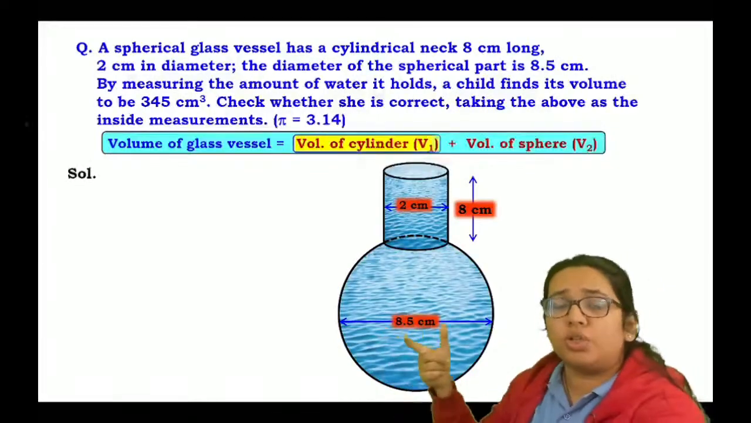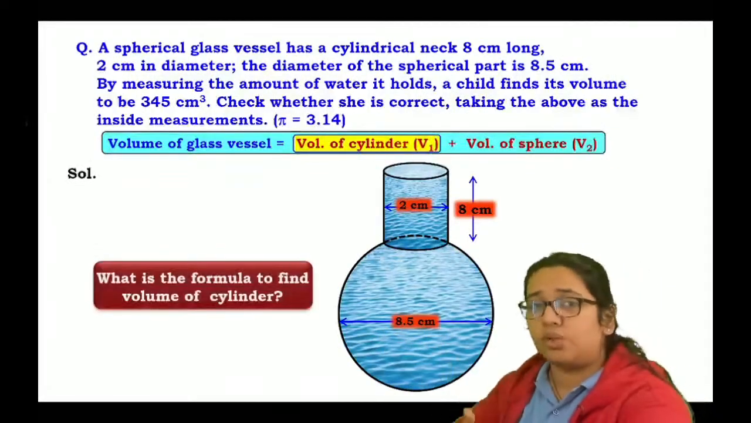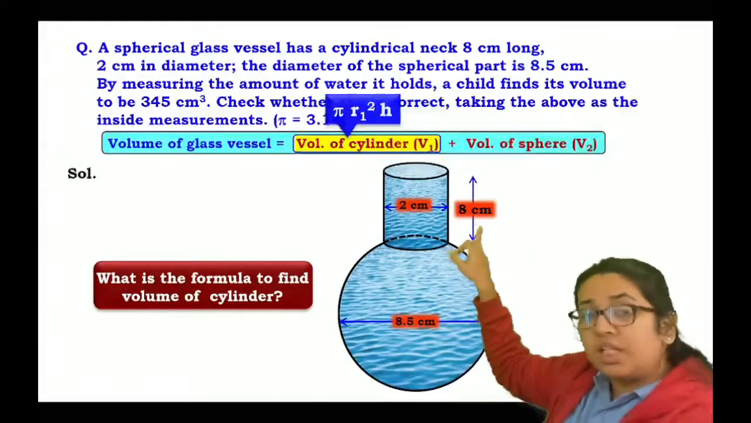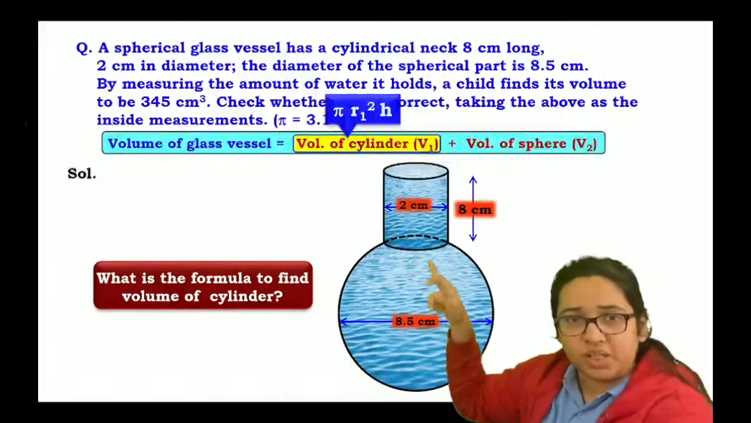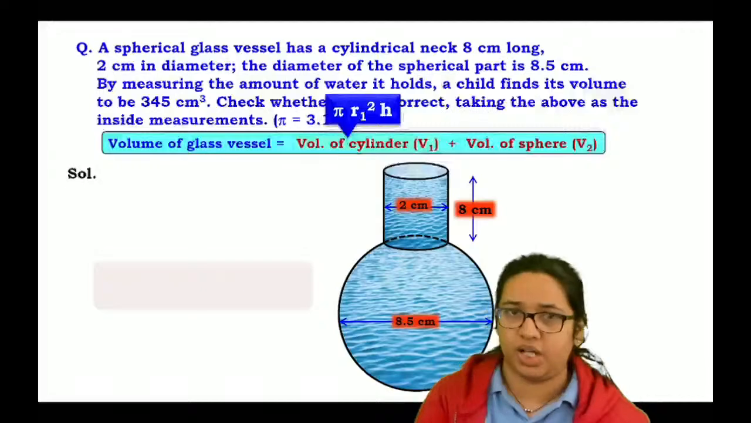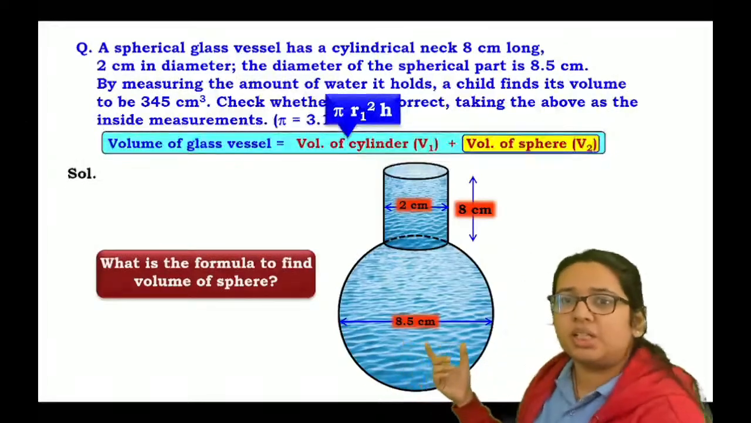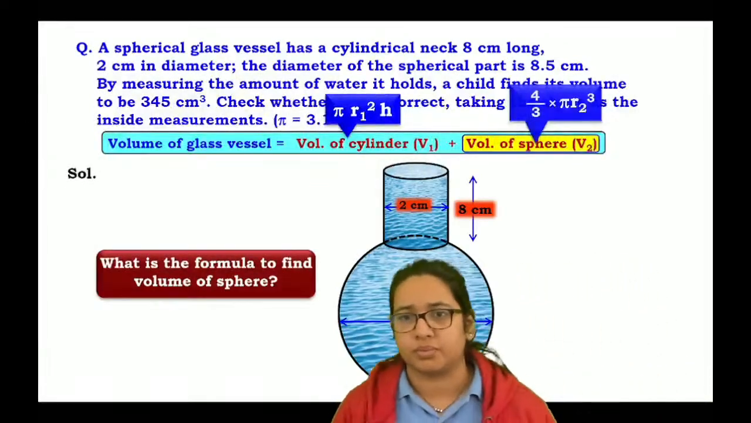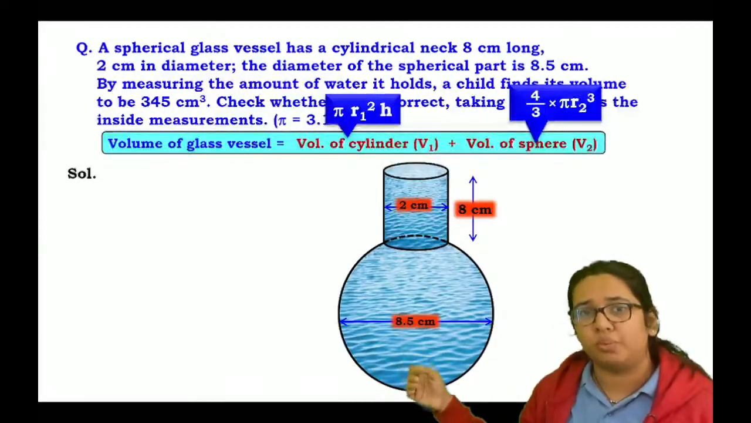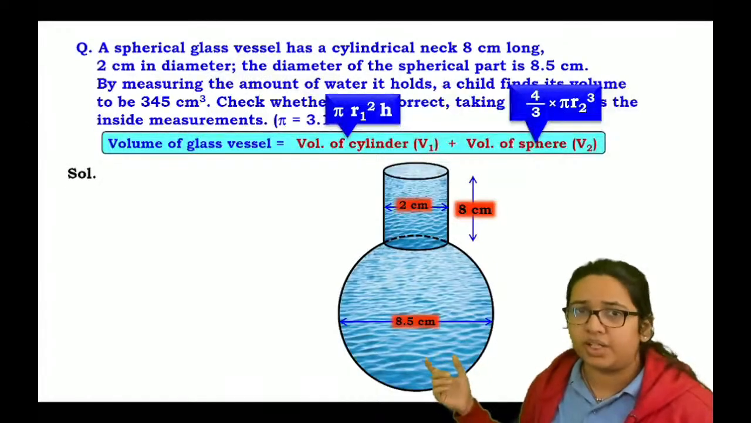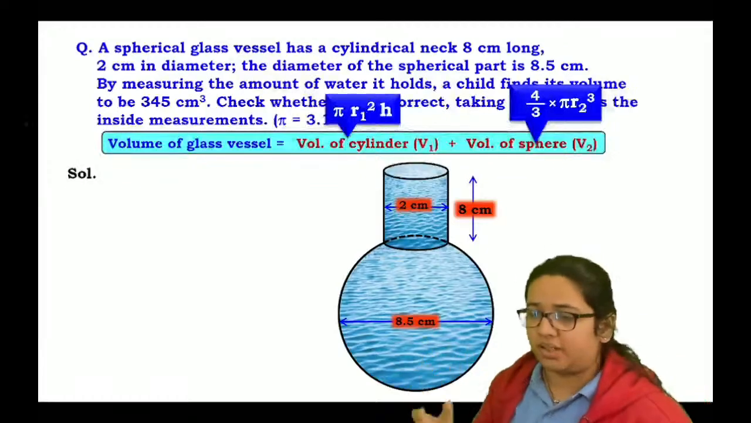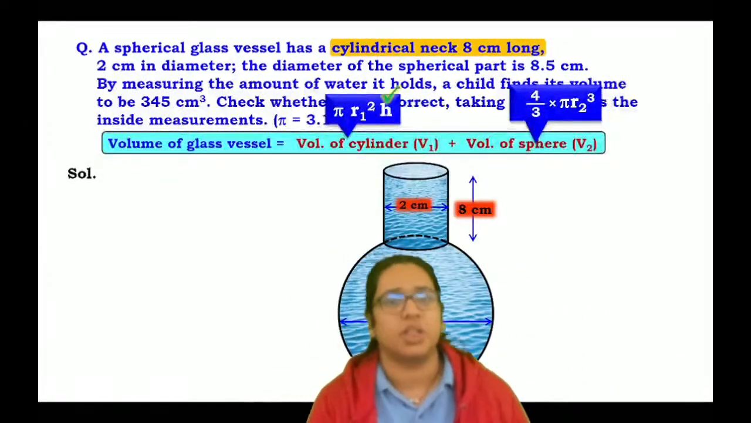So for finding out volume of the cylinder, we know that its formula will be pi r square h. So for that we have the value of h, and we are given the value of the diameter. So we just have to divide it by 2, so that we'll get the value of r here. And volume of this sphere is nothing but 4 by 3 pi r cube, right? So for this, r is nothing but the radius of the spherical part.